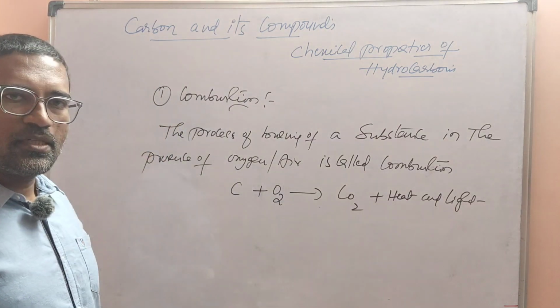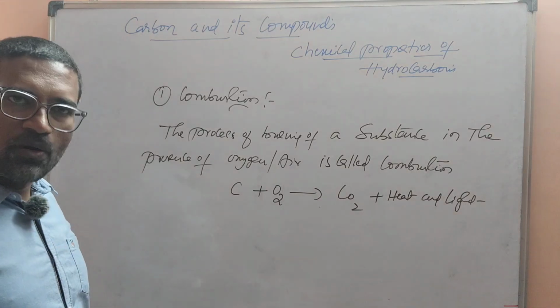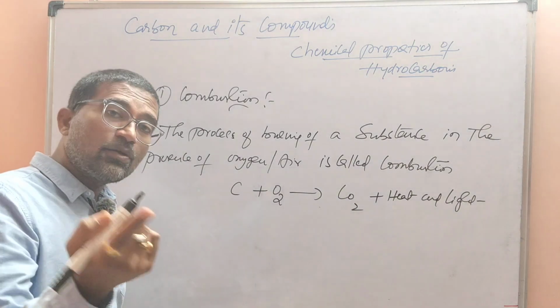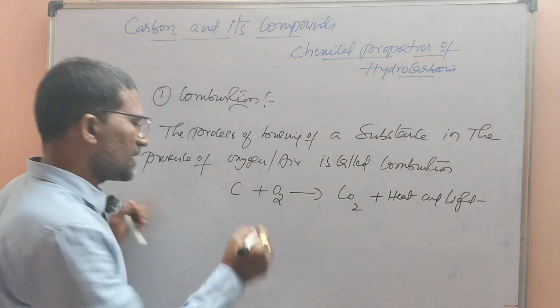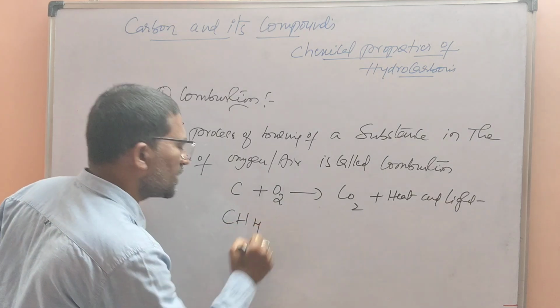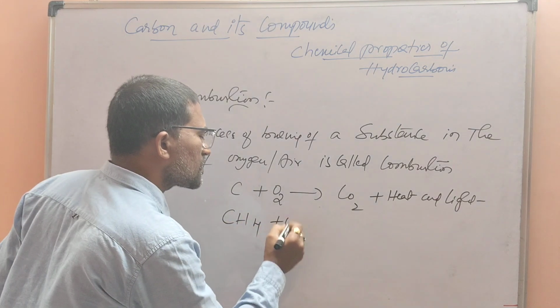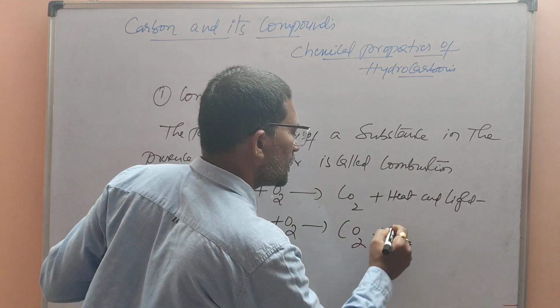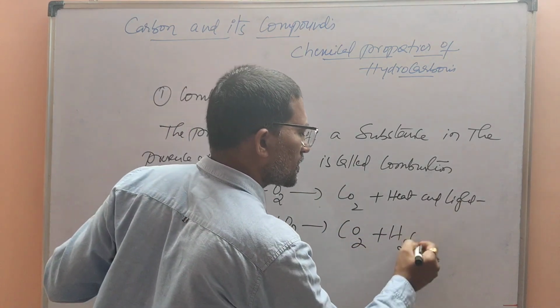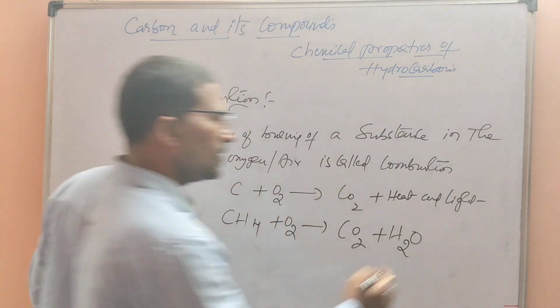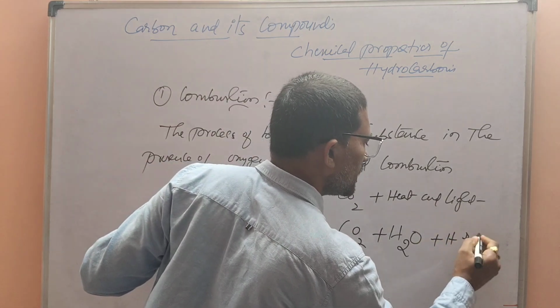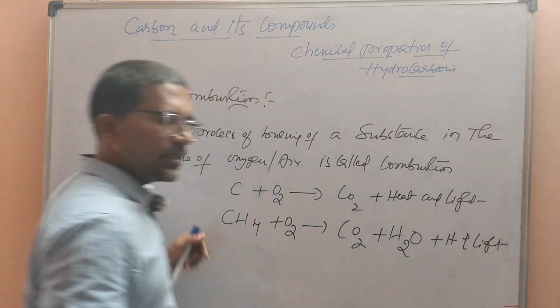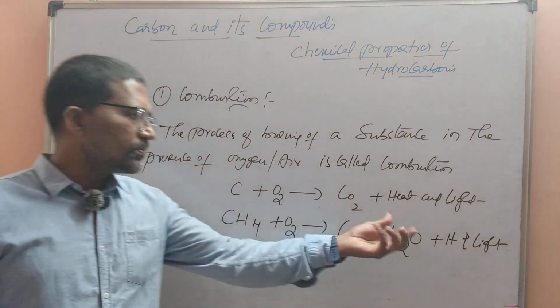If you combust any hydrocarbon compound, nothing but hydrogen and carbon containing compounds, for example, take the example of methane. If you burn methane in presence of oxygen, it gives rise to carbon dioxide, and along with the carbon dioxide, you get water plus heat and light. Heat energy and light energy is also obtained.